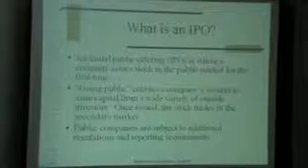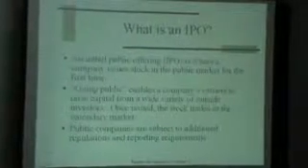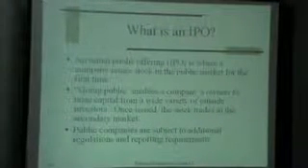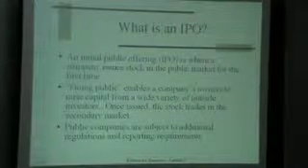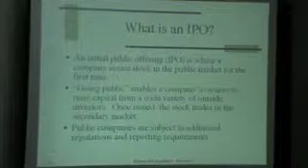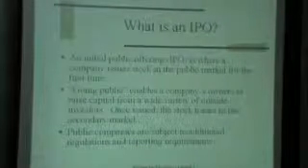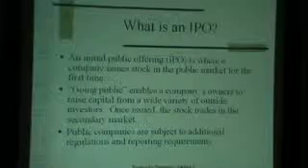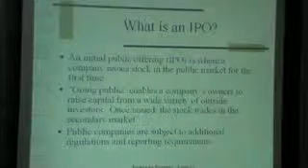Which we have already discussed. Initial public offering is where a company issues stock in the public market for the first time. Going public enables the company's owners to raise capital from a wide variety of outside investors. Once issued, the stock trades in the secondary market, and public companies are subject to additional regulations and reporting requirements that we discussed in the first lecture. Public companies need to have an annual audit and publish their annual reports. So those sort of additional requirements will be there for public companies.